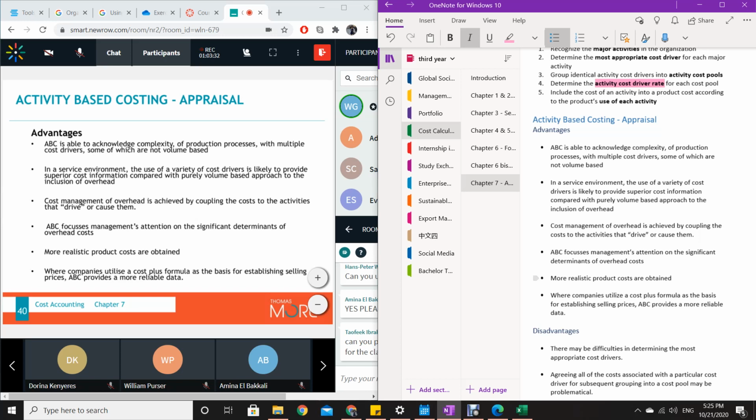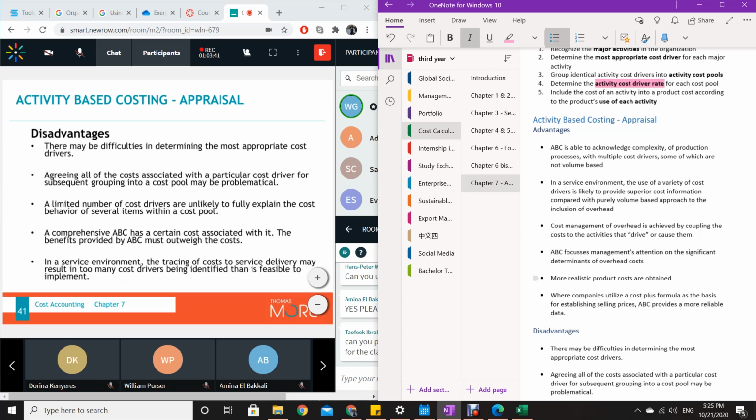So this is a quite good method, and it's widely used. You have of course also disadvantages, and these are sometimes very important, and sometimes it's not very important. So this is a little bit to check what is at stake in your company.